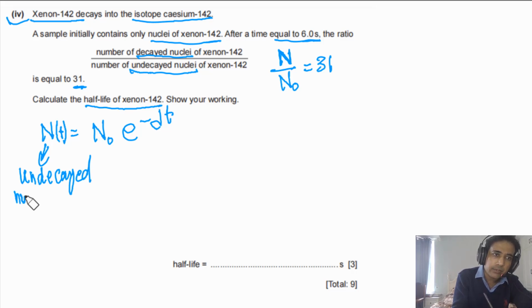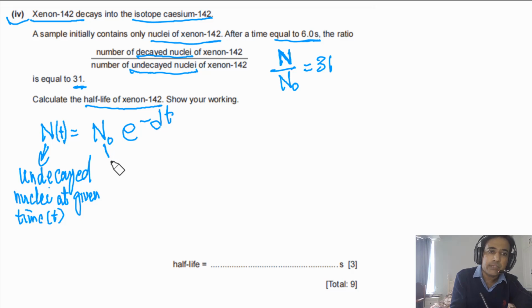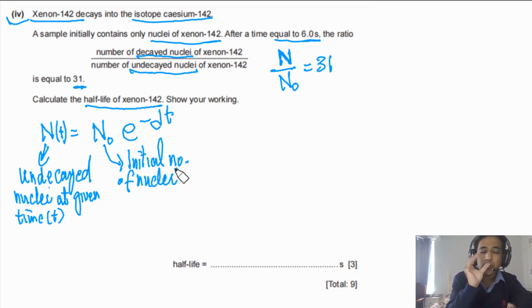It gives the number of undecayed nuclei at a given time t. T is the given time. And what N naught is representing is the initial number of nuclei, meaning the total number of nuclei in the sample. Now that you understand this formula, you will not use N over N naught is equal to 31, because that is wrong, since N is giving the number of undecayed nuclei.